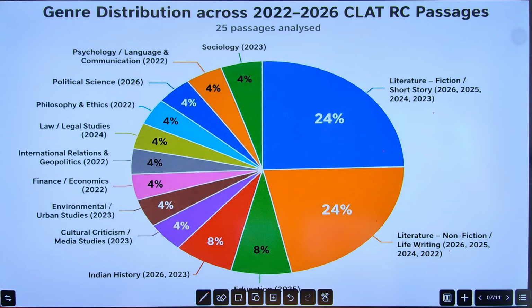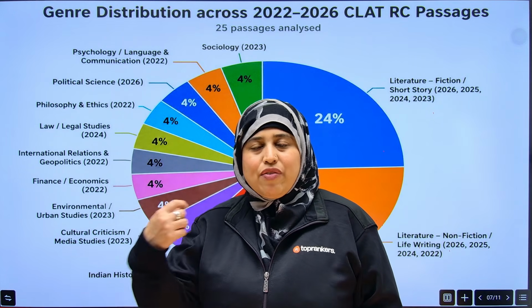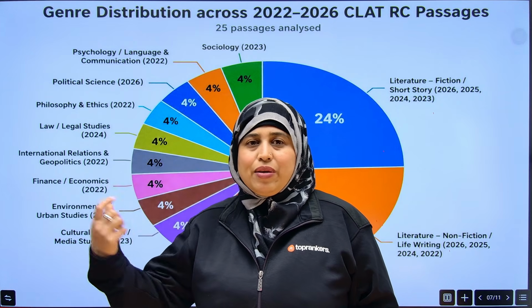International relation or geopolitical passage only once. And economics related passage was also asked only once. Environmental science related passage was also asked only once. And cultural criticism or media studies was also asked only once. That means these are the passages which are not so common, all right, but you have to be acquainted because even one passage around these genres can come in your actual exam.